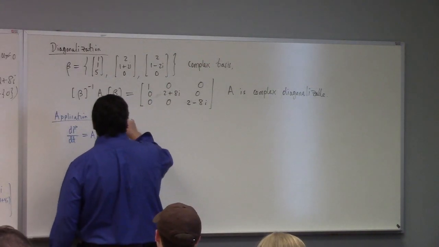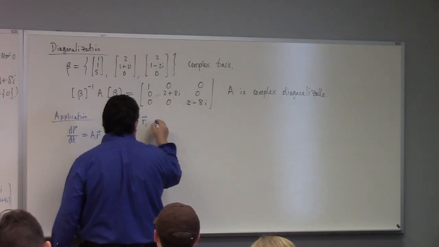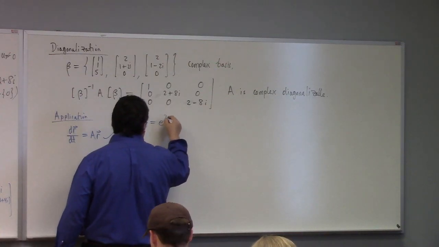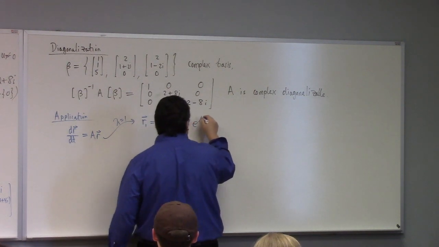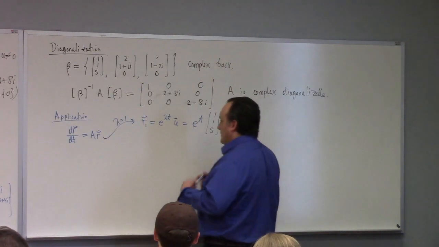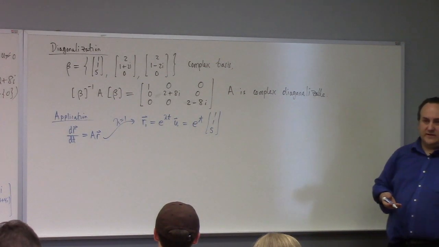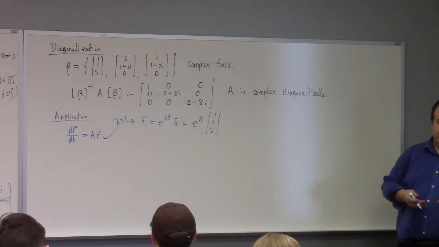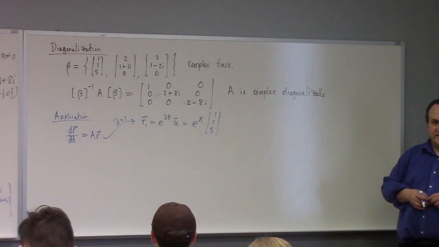So on the one hand, from lambda equals 1, we have the thing we've already talked about. We get a solution, let's say R1, which is of the form e to the lambda t times u1, which in this case would just be e to the t times my 1, 1, 5 vector. Okay, that's one of my solutions to the differential equation dr dt equals AR, where R is a vector of, let's say, x, y, and z.